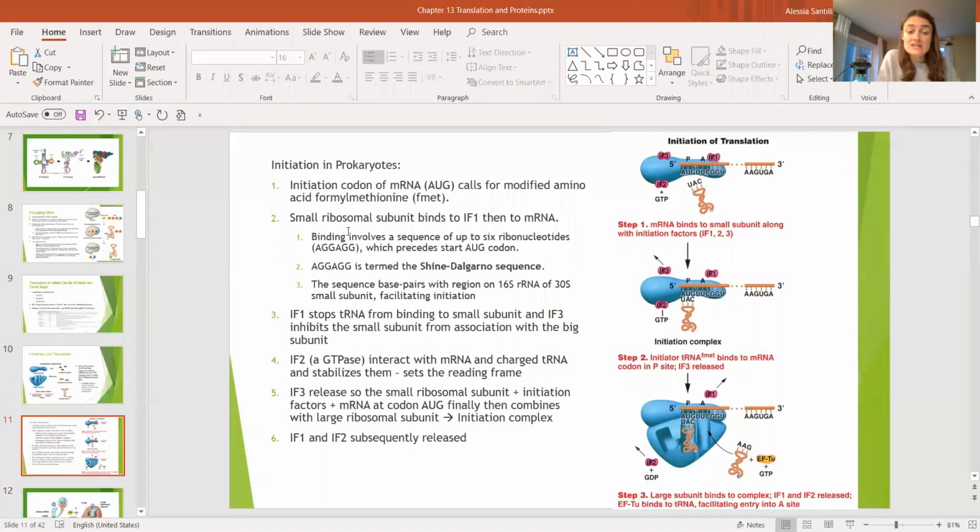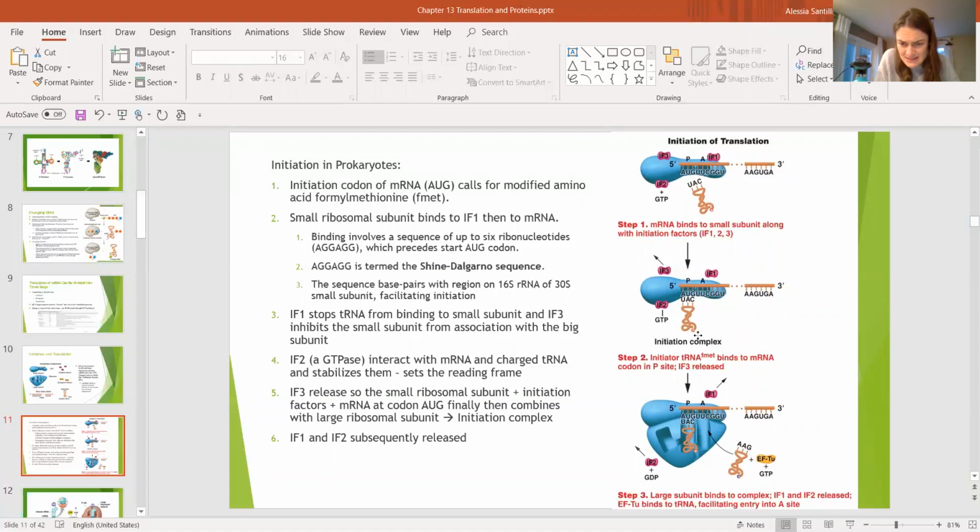Initiation factor 2 is actually a GTPase. This means that it can hydrolyze GTP, and it can basically energize this process. So initiation factor 2 interacts with the mRNA and the charged tRNA. This charged tRNA is the one that brings that first amino acid, the one with the anticodon to the AUG, right? So this one right here has UAC, you can see that. This is the first charged amino acid tRNA.